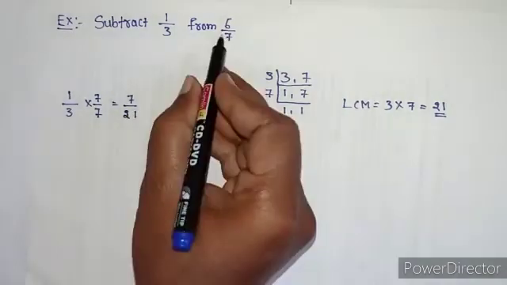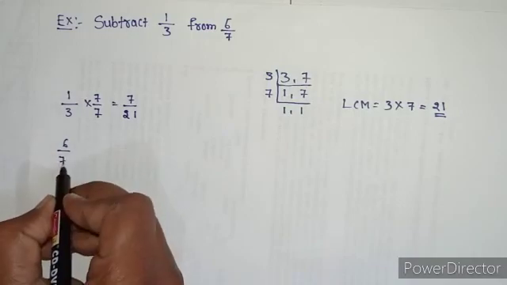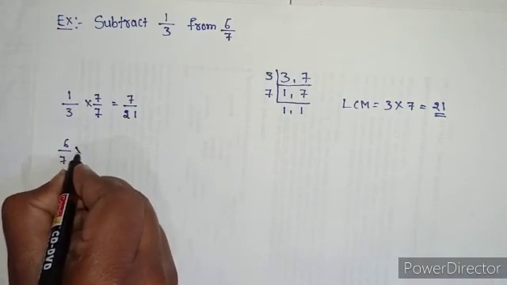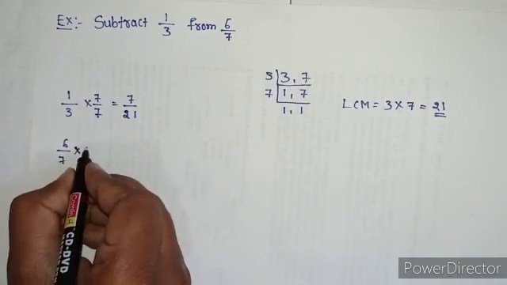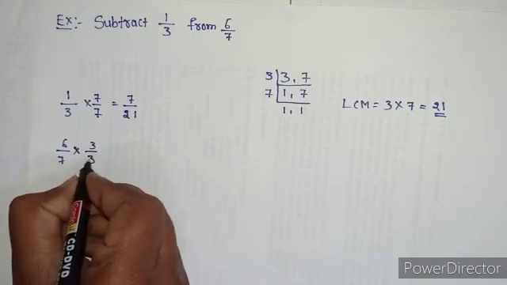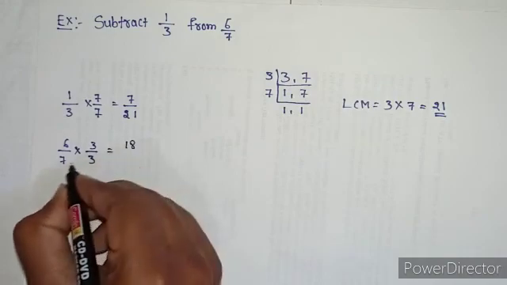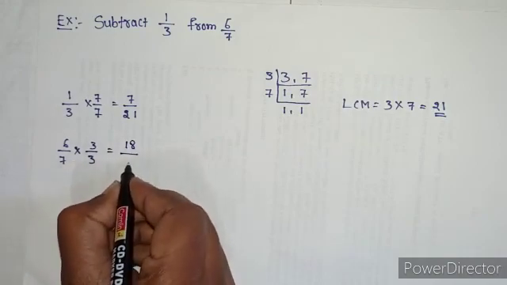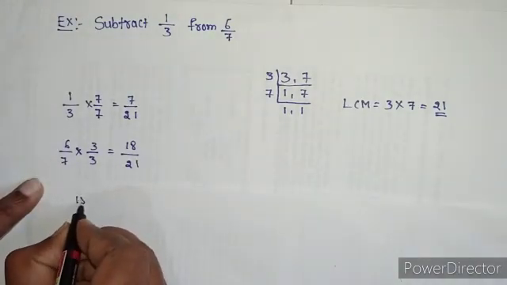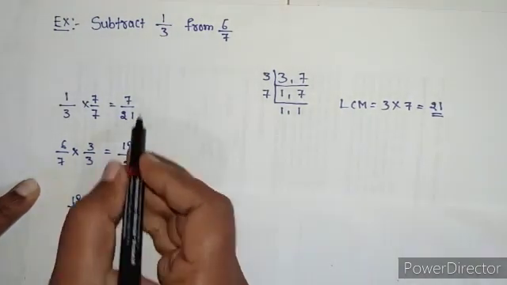And next 6 over 7. From 7, 7 3s are 21. So 6 over 7 into 3 over 3: 6 3s are 18, 7 3s are 21. Now here we got 18 over 21 minus 7 over 21.